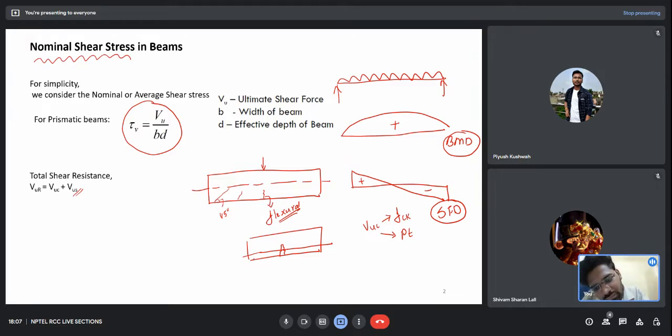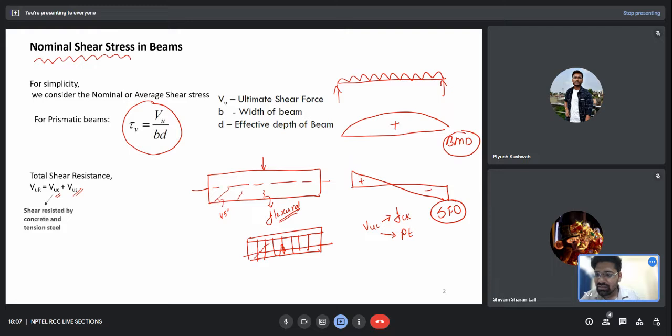Now, to take care of this diagonal crack, what will I have to provide? I will have to provide stirrups. So these are all our stirrups. Here the total shear resistance of the beam is a combination of VUC, the shear resistance of concrete, and VUS, the shear resisted by the shear reinforcement which I have provided. So let's look at the slides.